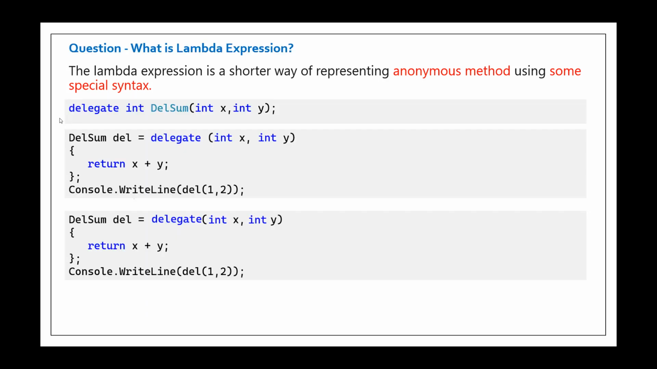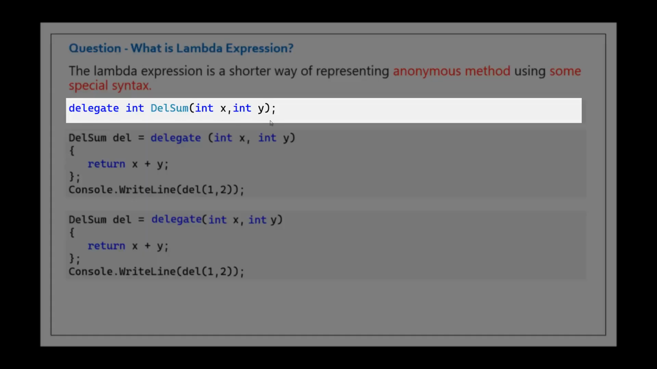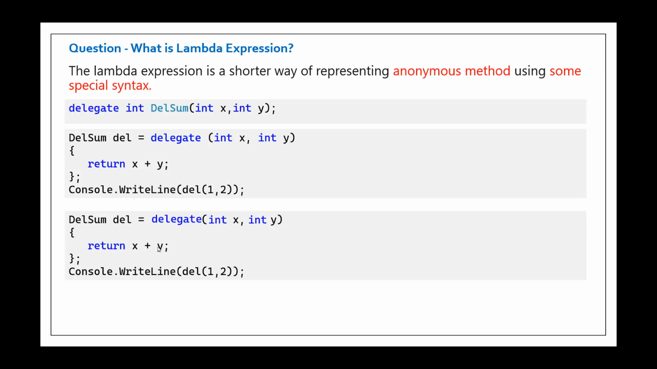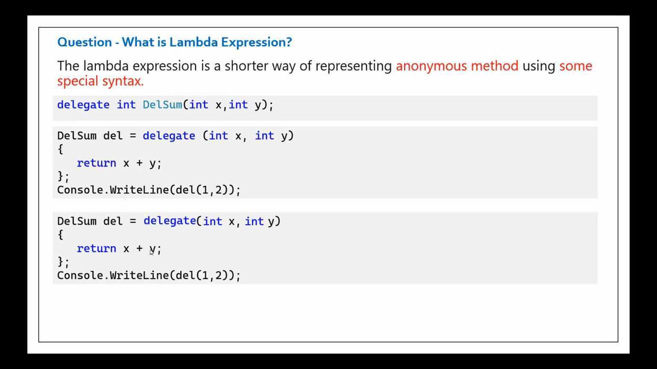Let's have some example. There is a delegate del sum which is taking two integer inputs and the return type is also integer. Here we have written one anonymous method which will also take two inputs. It would match the signature of del sum, and it is returning the result by adding just those two parameters x and y. Now we'll see how we can change this anonymous method to lambda expression.